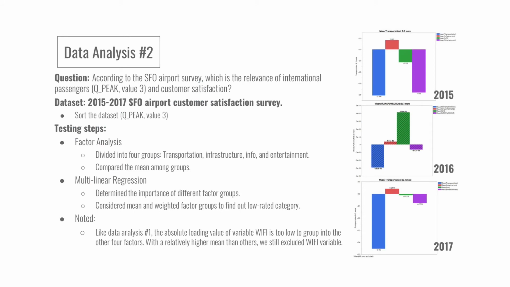In the second question relating to international passenger satisfaction to San Francisco Airport, we defined international passengers as those who had taken international flights in San Francisco Airport. Our approach to this problem is similar to question 1. After filtering the data to get qualified records of international passengers, where the value equals 3, we conducted factor analysis first to group variables that have higher correlation to each other and ran a multilinear regression to see the weight of each factor and find out which factor contributes to the dissatisfaction of international passengers each year. Again, we excluded variable Wi-Fi for the same reason as question 1.